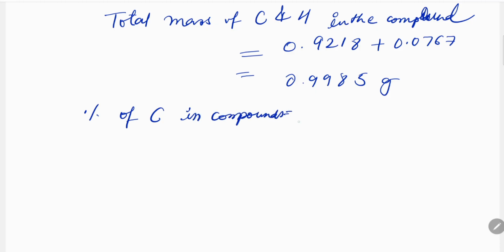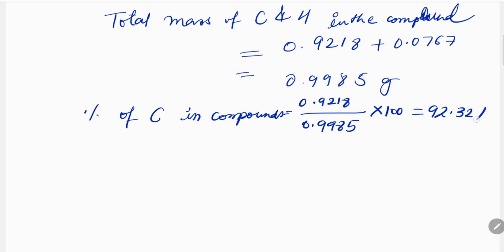How are we going to do that? We take the given mass of carbon, which is 0.9218, divided by the total mass of the compound, which is 0.9985, multiplied by 100. So the percentage comes out to be 92.32%.